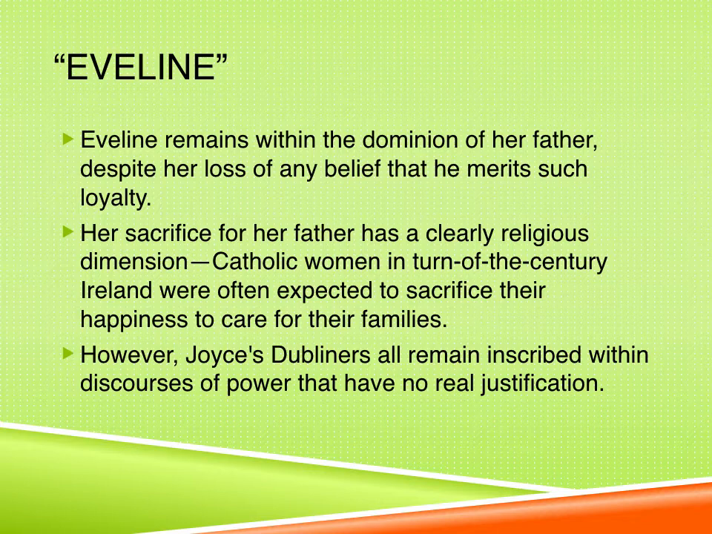So Catholic women at the turn of the century in Ireland were often expected to sacrifice their happiness to care for their families. There would always be this girl who is not married and she's basically sacrificed for the happiness of her family, to take care of her family, and so she just sacrifices her own life. So Joyce's Dubliners all remain inscribed within discourses of power that have no real justification. And I really think that's an important thing here. That phrase, no real justification, because we have already discussed the power of the Catholic Church and how it's kind of morbid power. It really has no justification.